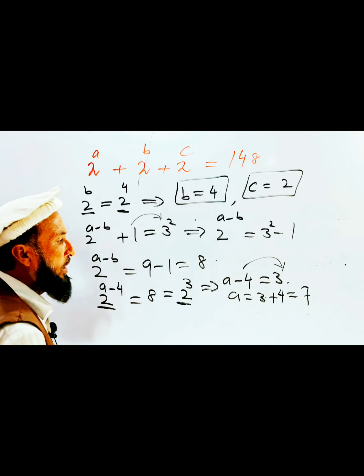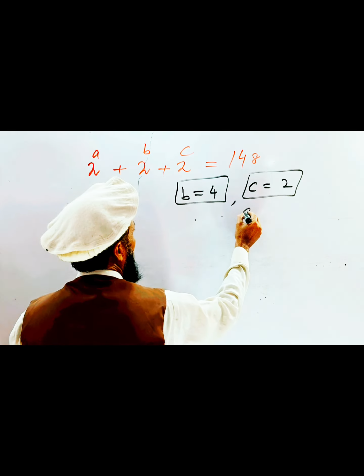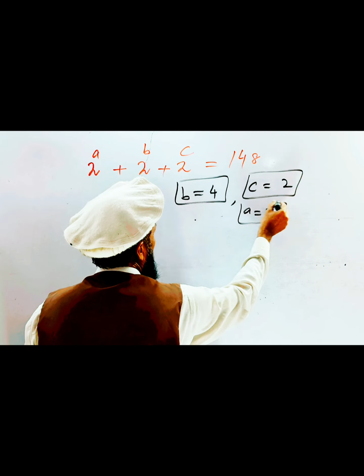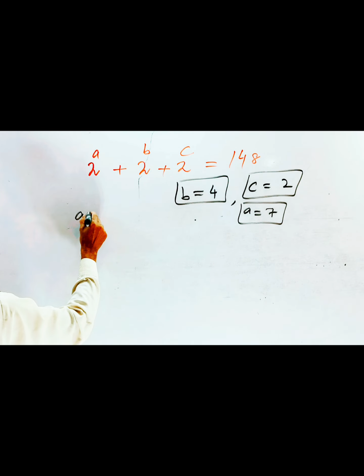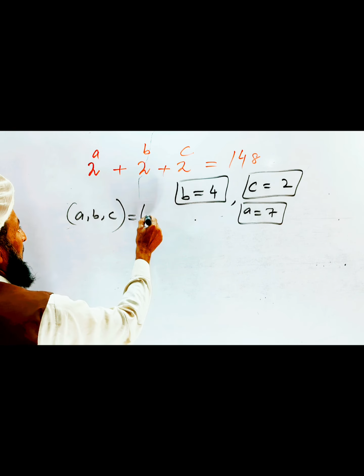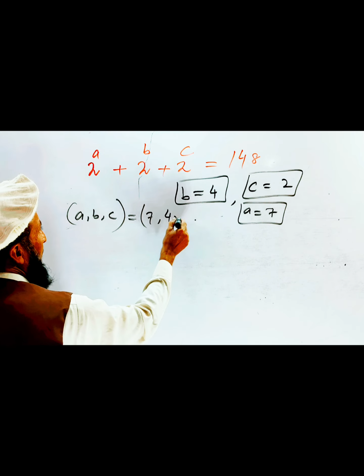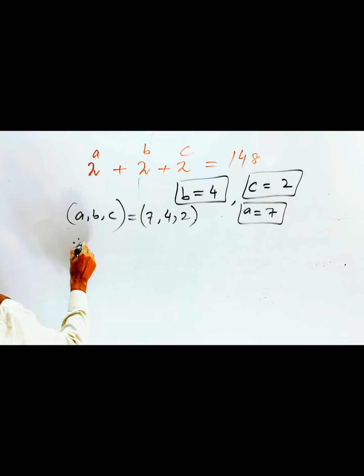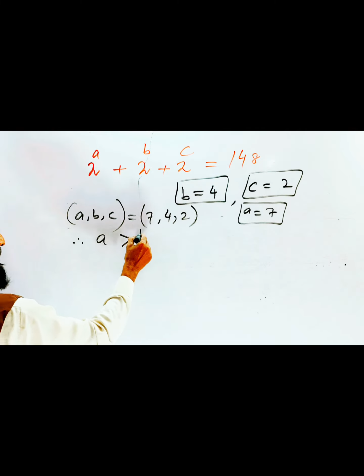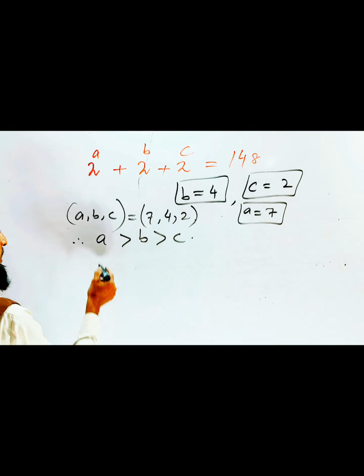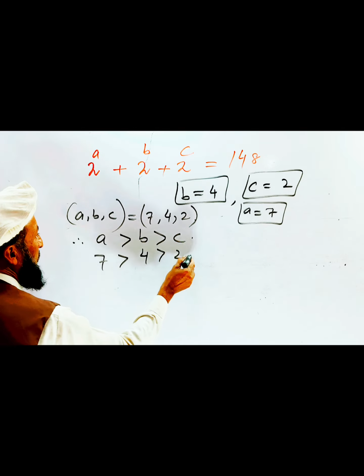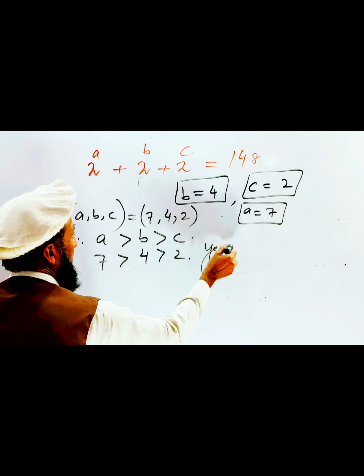So the solution set of a, b and c, we have found that a is 7, b is 4 and c is 2. We have already set the condition that a is greater than b is greater than c. Now look here, 7 is greater than 4 is greater than 2. So our solution is correct.